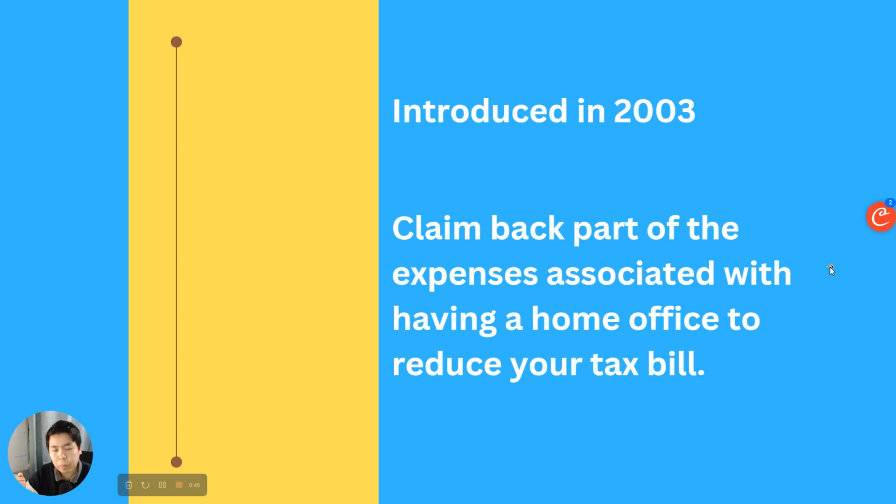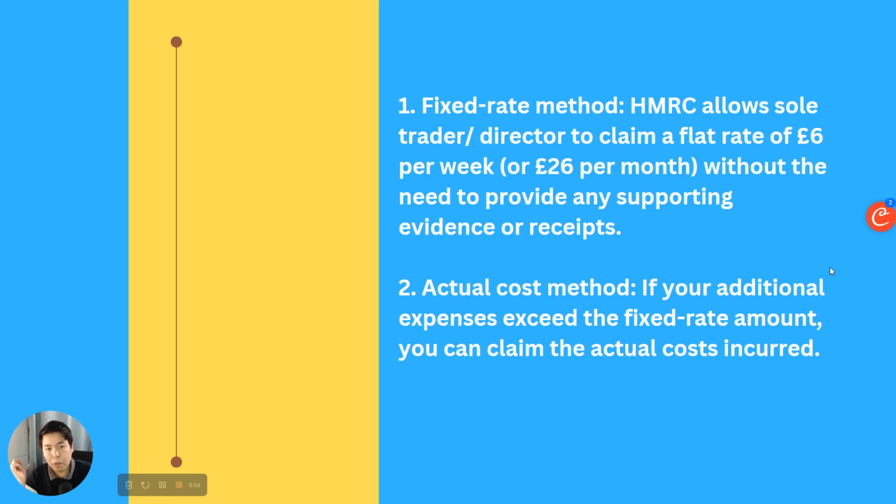Usually, there are two methods from which you can claim the use of home allowance. One is the fixed rate method, whereby HMRC allows you as a sole trader or a director to claim a flat rate of £6 per week, and that gives you a total figure of £26 per month, and overall a figure of £312 a year. With this method, you don't need any supporting evidence, such as invoices or receipts.